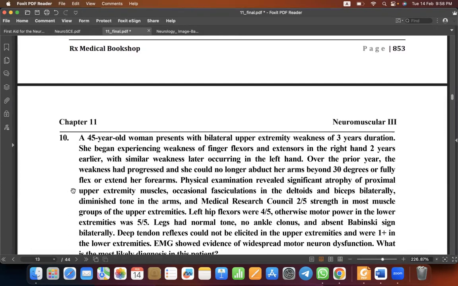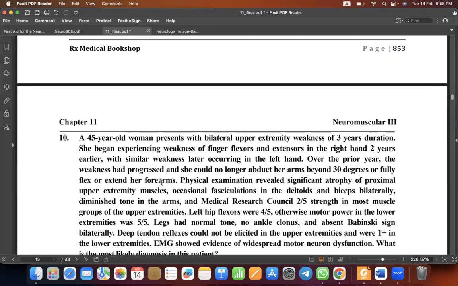motor neuron disease, right? The patient begins with weakness of the finger flexor and extensor. Also, there is some similar weakness involving the left hand as well. Over the prior year, the weakness has progressed. She could not abduct her arms beyond 30 degrees or fully flex or extend her forearms as well. The examination reveals significant atrophy of the proximal upper extremity muscles. There is fasciculation. So all are lower motor, right?